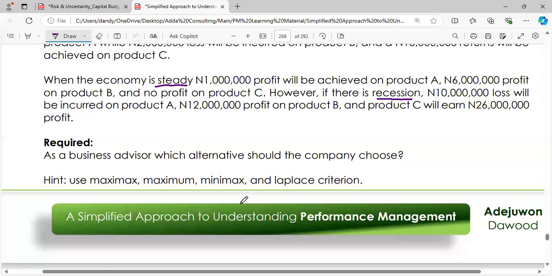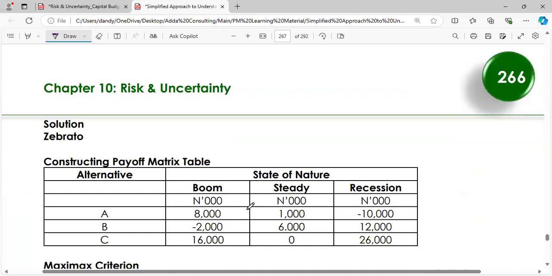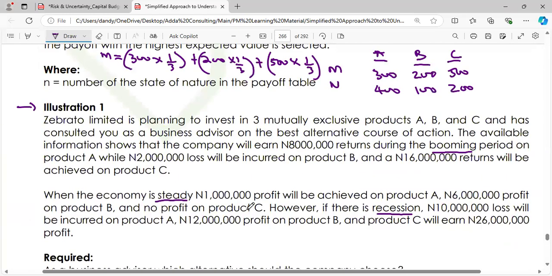All right. So that's what you need to do. Then at the end of each one, you have to make a decision. You have to advise what the company should do under Maximax, which of the products to accept or to invest in using Maximin, Minimax, and the rest. So the first thing is to construct the payoff table. First, you go to the question and identify the states of nature. How many states of nature? In this question, there are three: boom, steady, and recession. What alternatives do I have? There are three courses of action, that is product A, B, and C. I will then go back to the question and pick the numbers one by one, scenario by scenario.